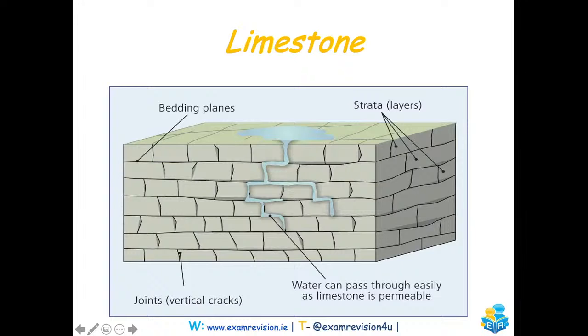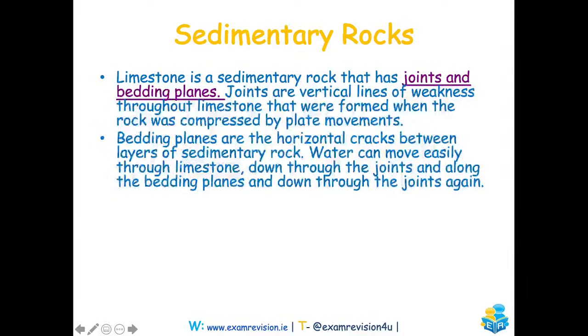And in sandstone rock, we've got these layers known as strata, okay, and the horizontal crack between each one of these layers, each one of the strata, are known as bedding planes, and the vertical cracks are known as joints. And usually what happens is water percolates its way down through the bedding planes and down through the joints, because these are lines of weakness within the limestone rock. So bedding planes are horizontal cracks between the sedimentary rock, which we looked at.